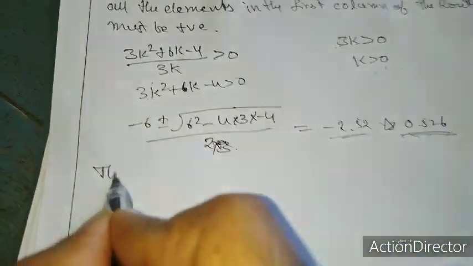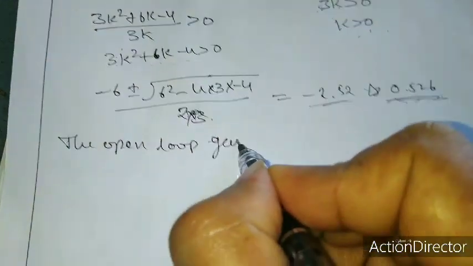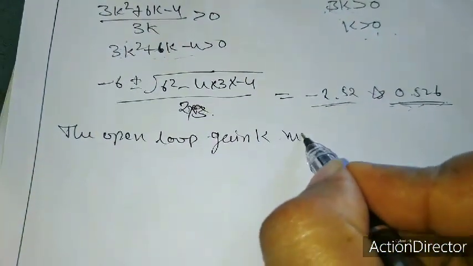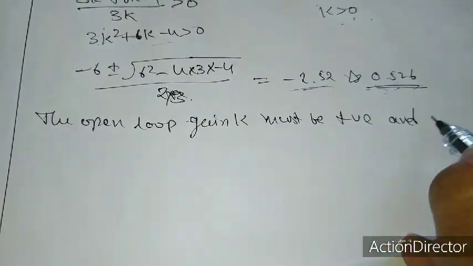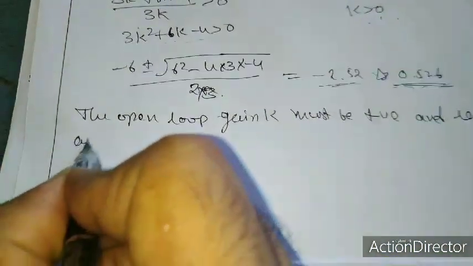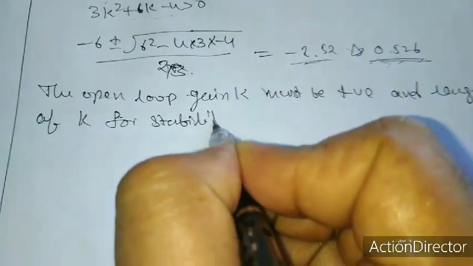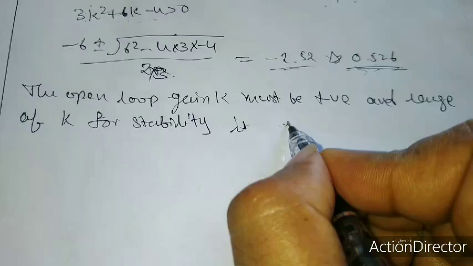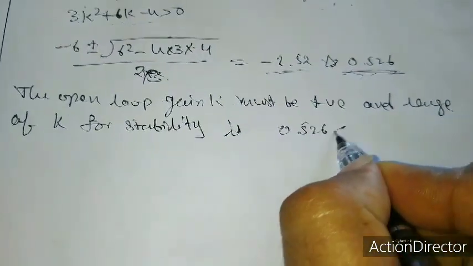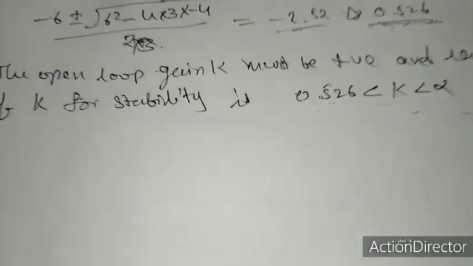The open loop gain k must be positive, and the range of k for stability is 0.526 less than k less than infinity. So the k should be in this range.